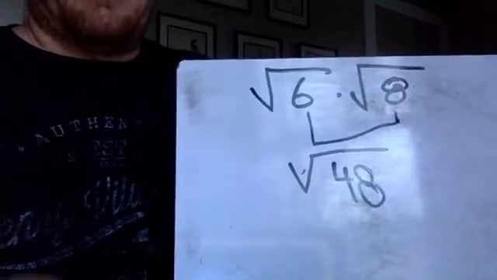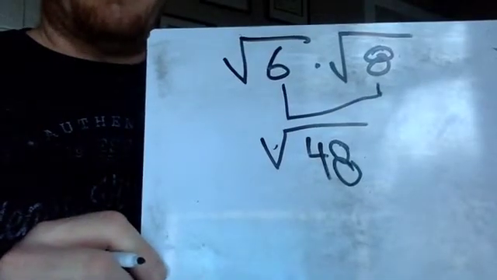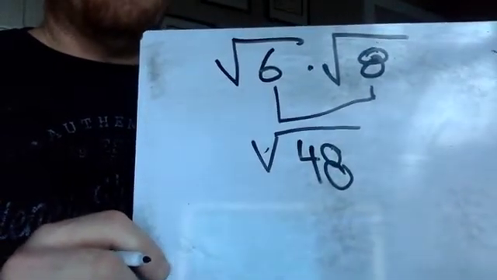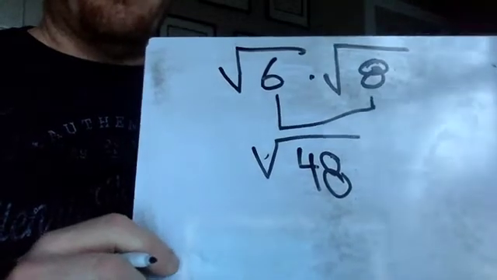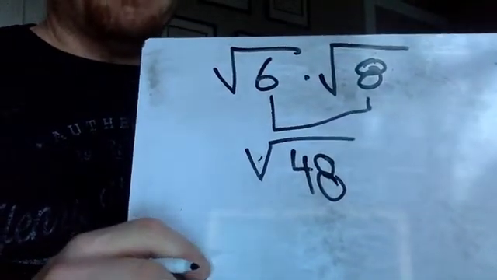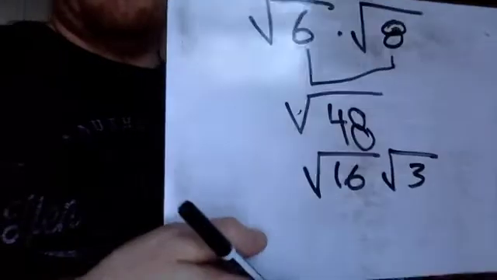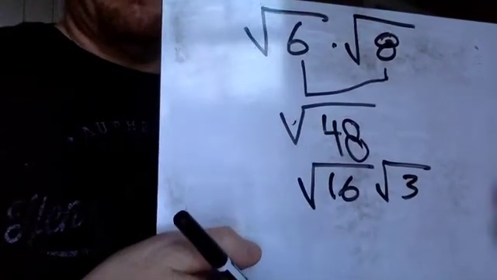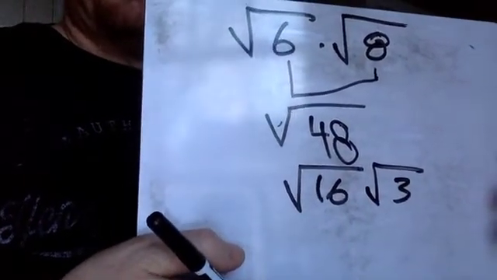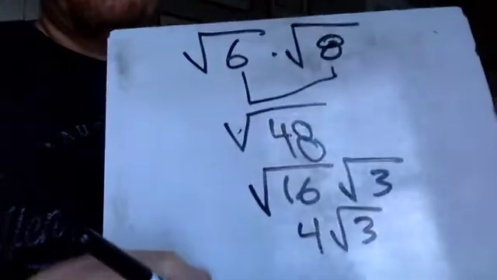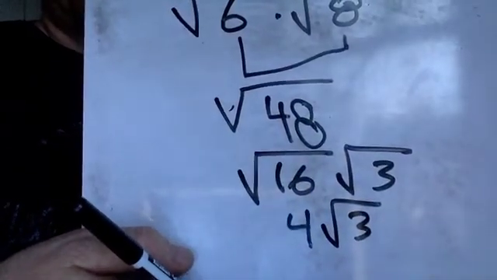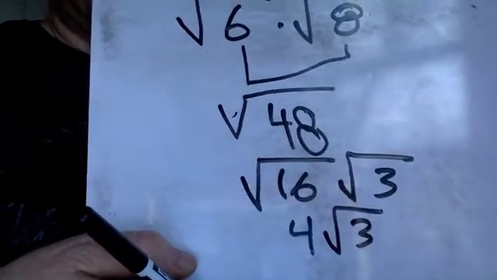Now I'm going to take the square root of 48 and write that as a product of some numbers where I get some square numbers out of that. The largest square number I can pull out of 48 is 16. So that would be the square root of 16 times the square root of 3. If that's the case, I know the square root of 16 is 4. So then you wind up with 4 times the square root of 3. And that's really all there is to it.